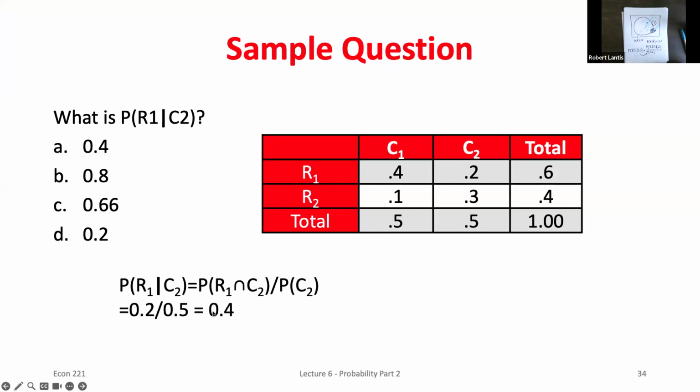So 0.2 over 0.5. Okay. So notice the unconditional probability of R1 is 0.6, but the conditional probability, once I know that C2 has occurred, I can think about it as, well, it's not this entire experimental outcome space of 1 now. Once I know C2 has occurred, the remaining area is 0.5. Of that remaining area, 0.2 of it is in R1. So if I know that C2 has occurred, the probability that I see R1 occur is now just 0.2 over 0.5. Okay.